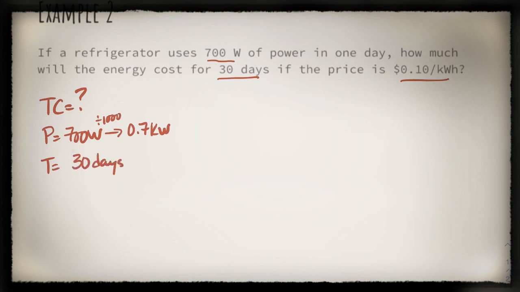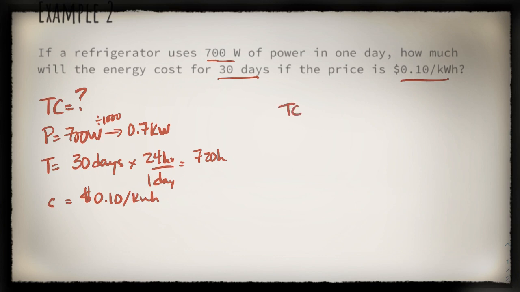The time, again, it's 30 days, so we have to figure out how many hours are in 30 days. Well, we know there's 24 hours in a day. So when I multiply 30 times 24, I get 720 hours. And then my cost is $0.10, or 10 cents per kilowatt hour, right?